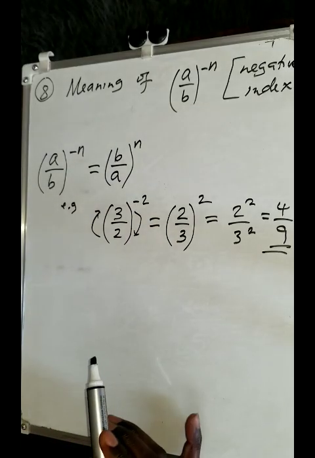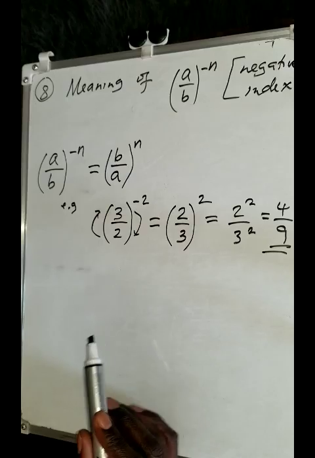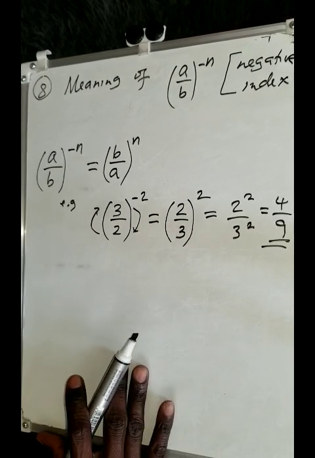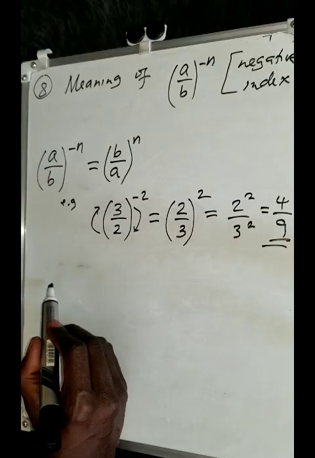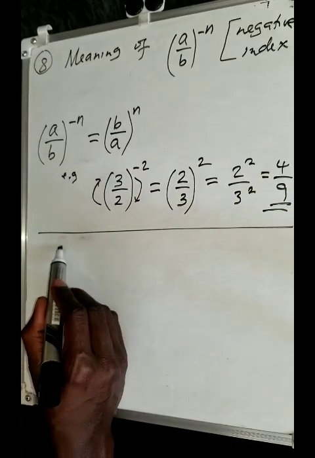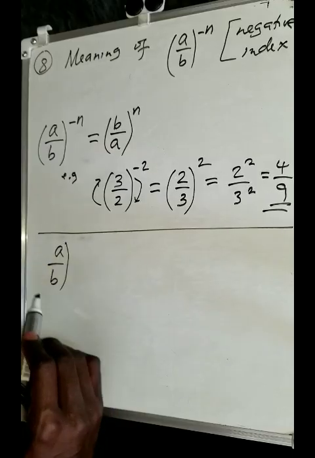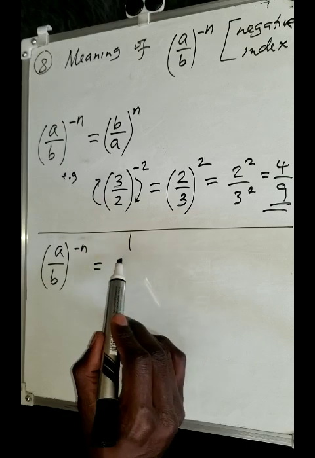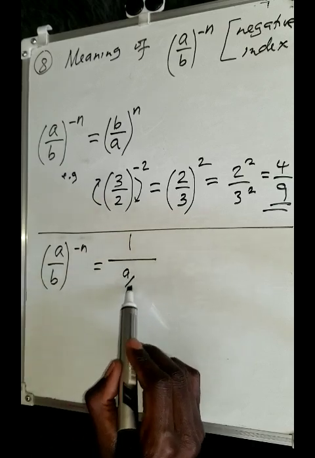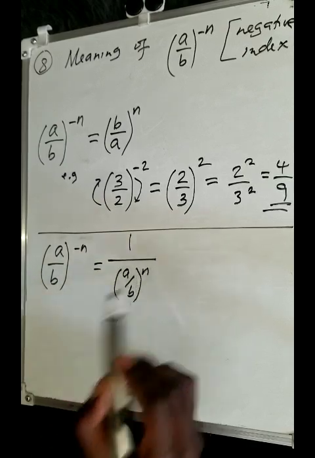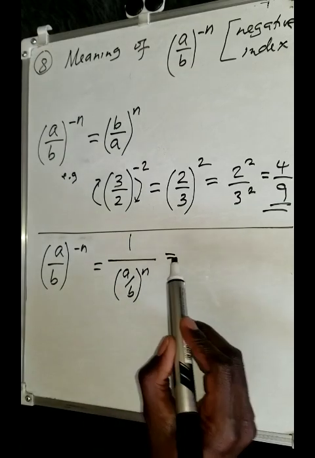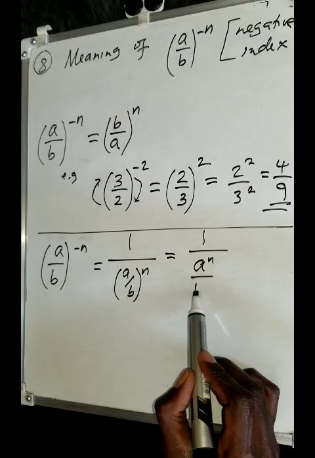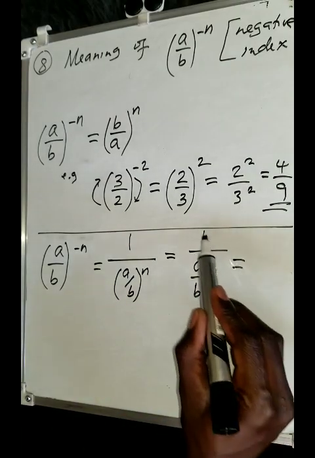Now, possibly someone might actually be arguing, but how is that the case? Well, it is actually the case because look at it this way. Let's try to analyze it again. If you have A over B raised to negative n, yes, according to what I told you, that negative can be 1 over A over B raised to the power n. You have seen that, huh? Yeah, so this would be 1 over A raised to the power n and B raised to the power n. Now look at that.